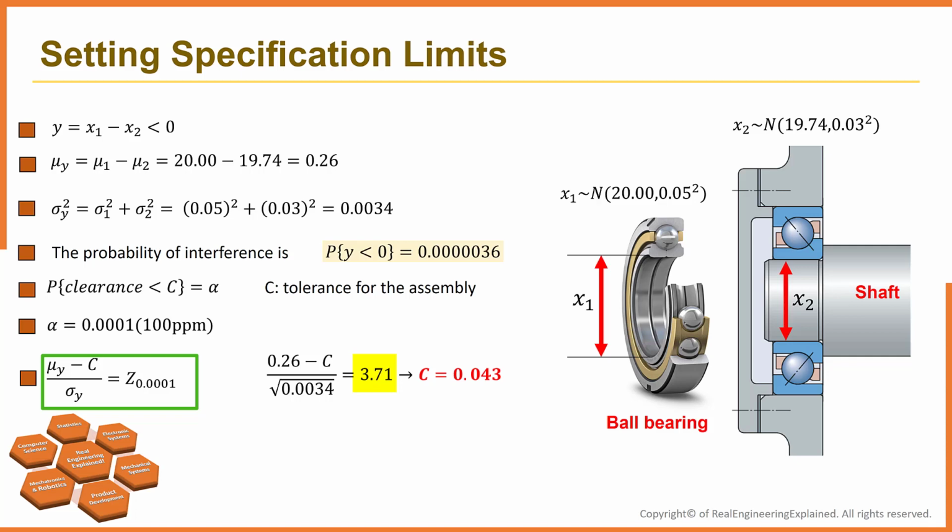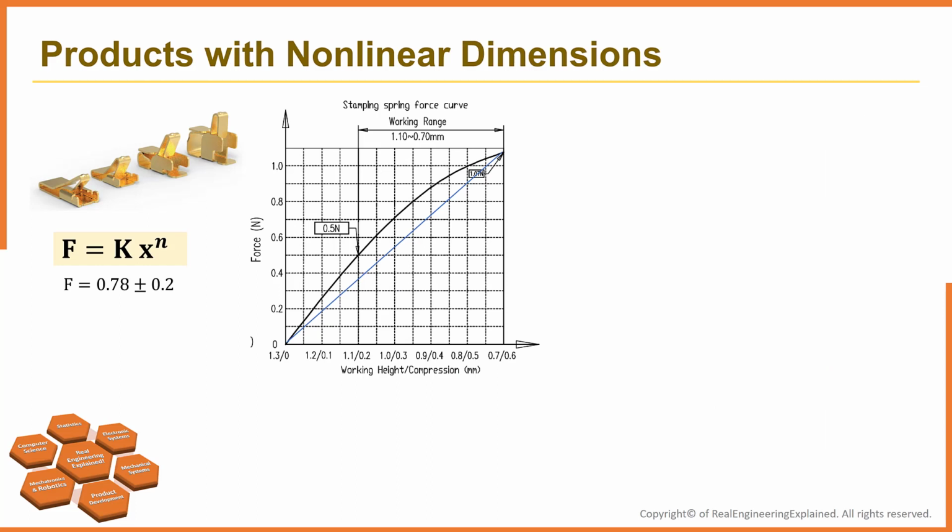Then, by solving this equation, we can calculate the permissible clearance C, such that only 100 parts per million will have clearance less than 0.043 millimeters.